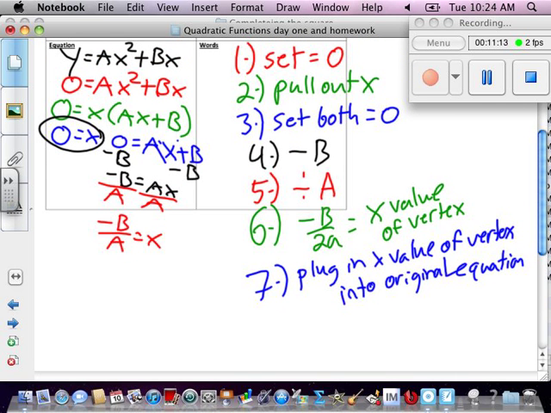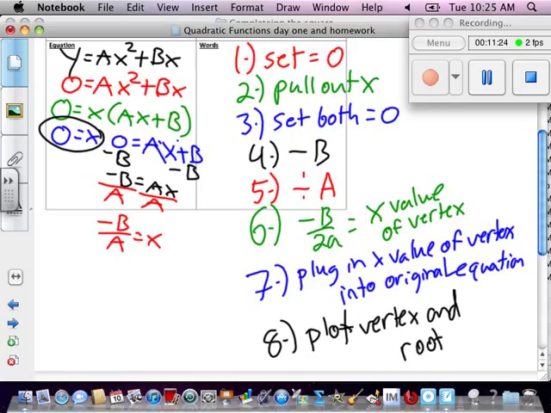Okay, and step 8, plot vertex and roots. I'm just going to give you another second and then I'm going to move on, but I will put these all up again. Remember, it's a really good idea to write all these down. It is helpful for when you take the test or quiz or retake.